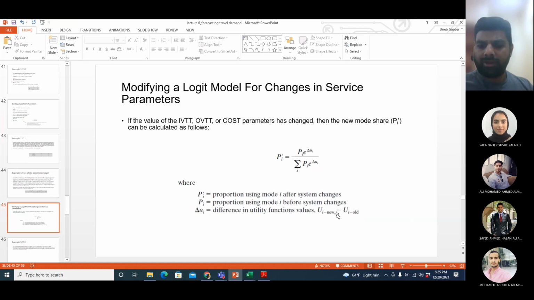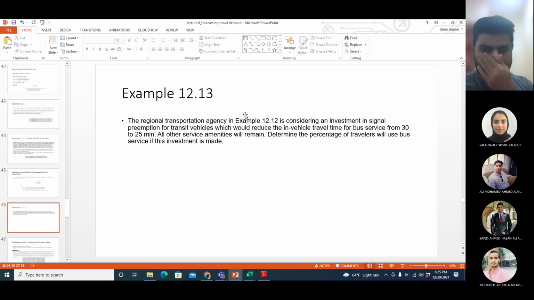Okay, so for example, I think there's an example here. Let's say the equation which we considered previously, they are considering investment in the signal preemption for transit services. Whenever the transit vehicle comes to the signal, it will become green for them, or it will give priority to the side which has the transit vehicle. In that case, obviously their in-vehicle travel time will decrease. It will reduce from 30 to 25 minutes. All other service amenities will remain the same. Determine the percentage of travelers who will use a bus service if this investment is made.